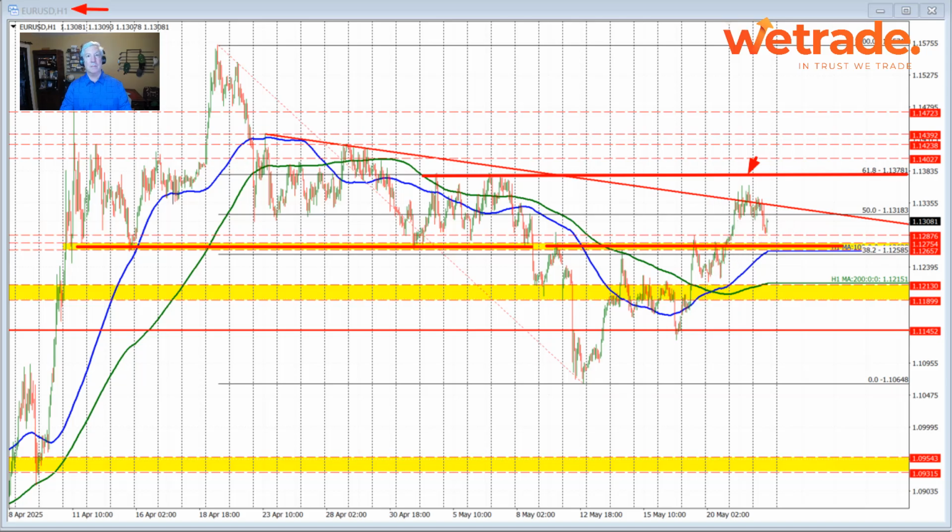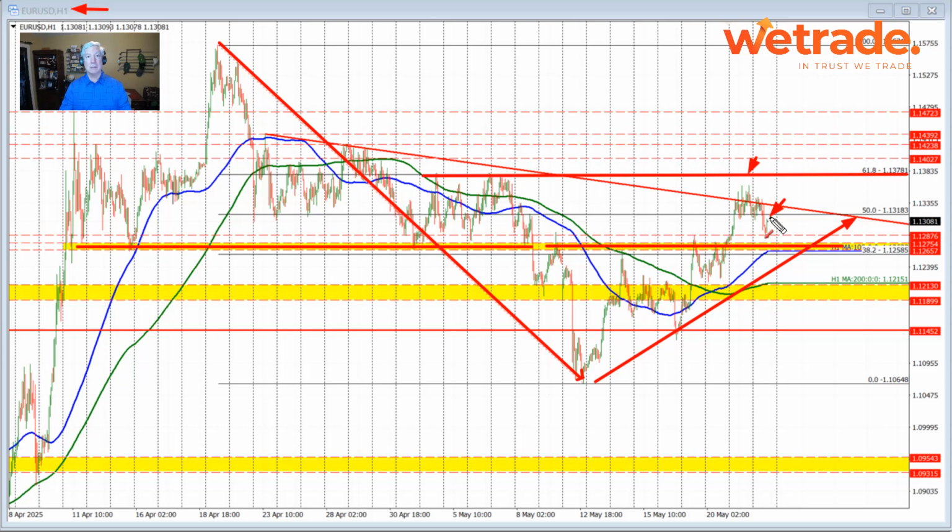We are also back below the 50% midpoint of the recent move down from the April high to the May low. That level comes in at the 1.1318 level, I should say. And you can use that probably as close to resistance to kickstart your day.